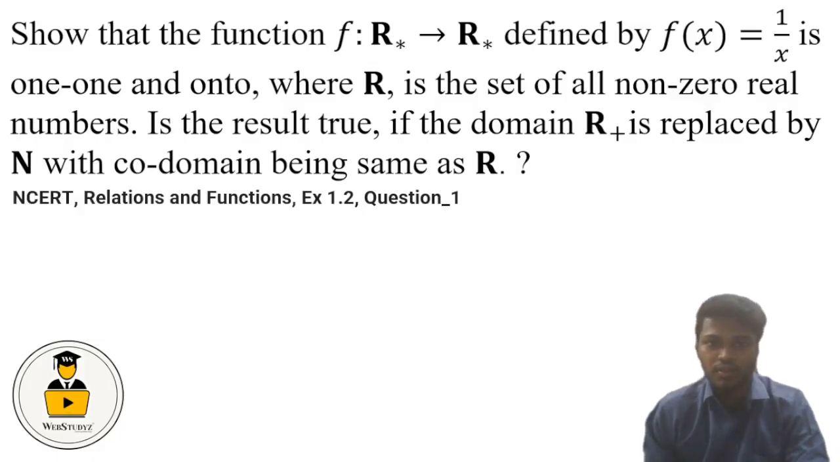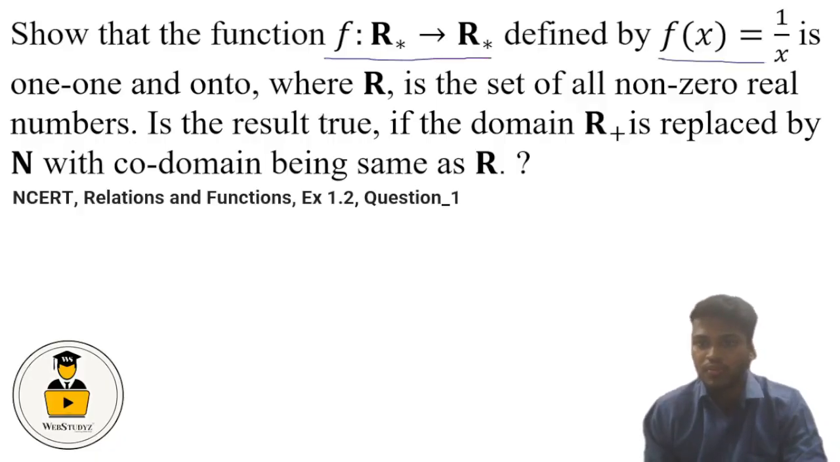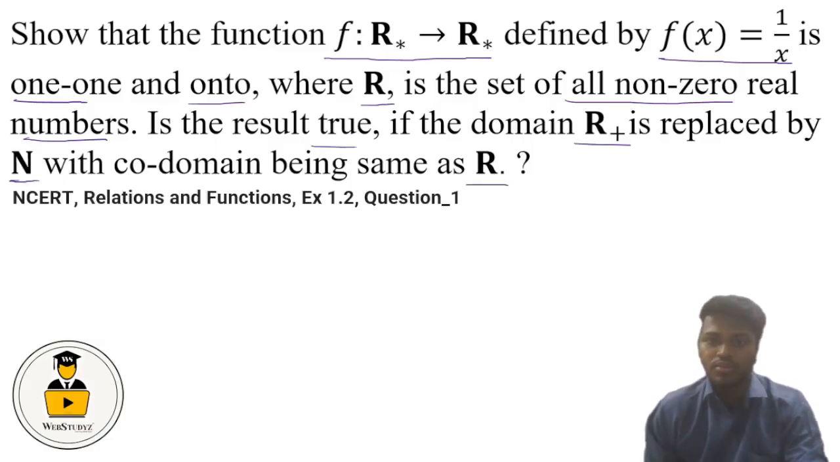Show that the function f from R star to R star defined by f of x equals 1 upon x is 1 to 1 and onto, where R star is the set of all non-zero real numbers. Is the result true if the domain is replaced by natural numbers and the codomain being the same R star? So in this question, we are given the function f of x equals 1 upon x, and we need to prove that the function is 1 to 1 and onto.